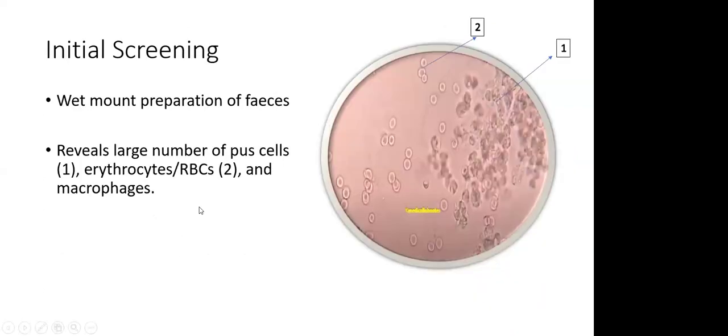So, next we do the initial screening, that is preparation of the wet mount of the feces, which will reveal a large number of pus cells and RBCs and some macrophages. So, in the wet film, in a dysentery stool, we can see plenty of RBCs and pus cells.